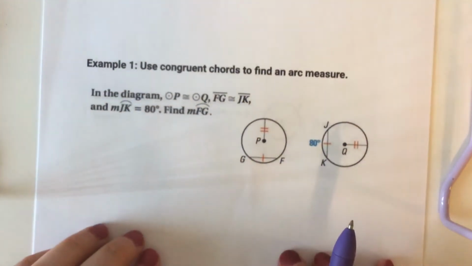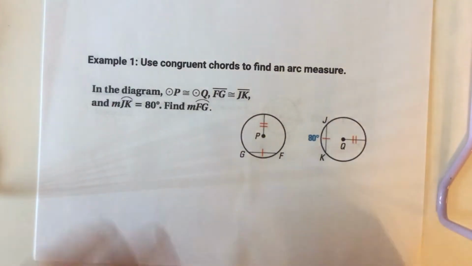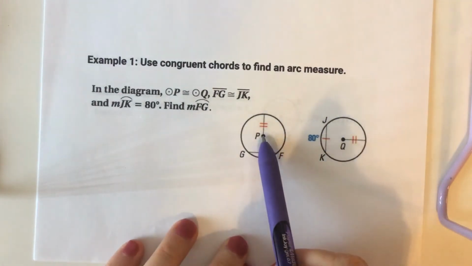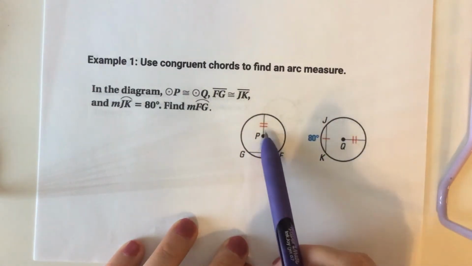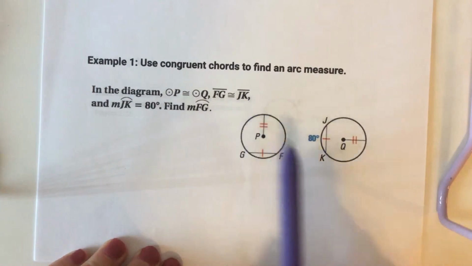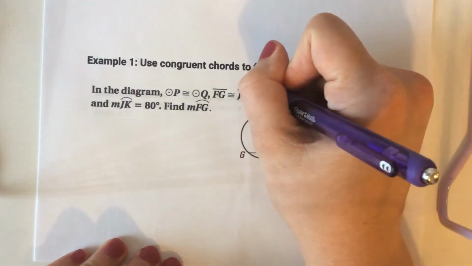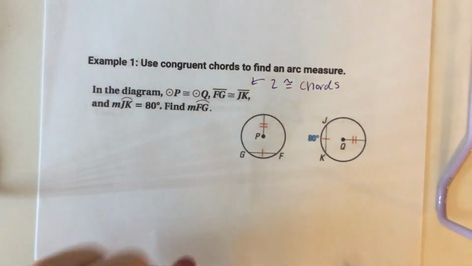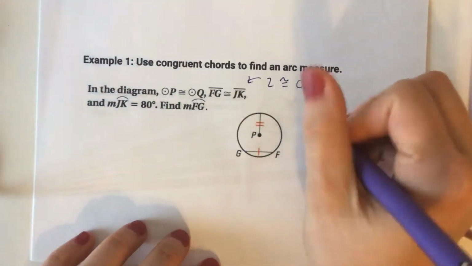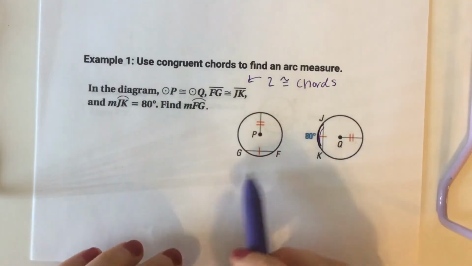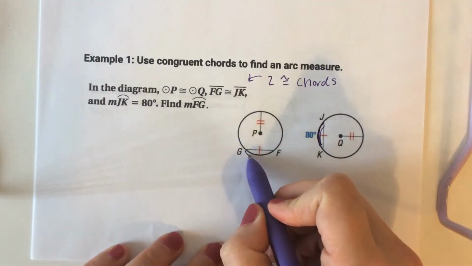So moving on to our first example. In the diagram, circle P is congruent to circle Q. We can see that, just as a reminder, these radii are congruent. So we know that those circles are congruent. And they tell us that FG is congruent to JK. So we have two congruent chords, and the measure of arc JK, so this arc right here, is 80 degrees, and they want us to find the measure of arc FG.